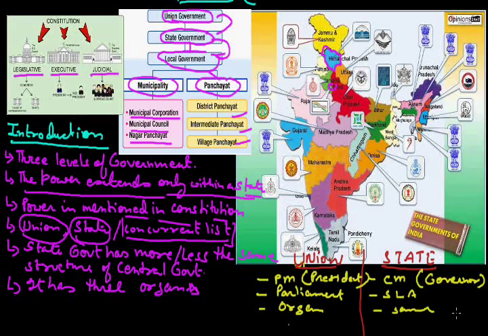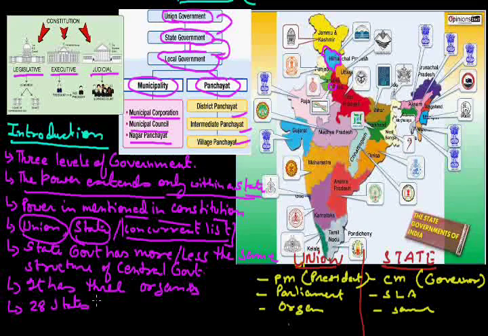So this is how we see the structure is actually the same in both union and state government. Maybe some are more, some are less, but overall the structure is the same. As you can see here in this map of India, at present there are 28 states and 7 union territories in India.